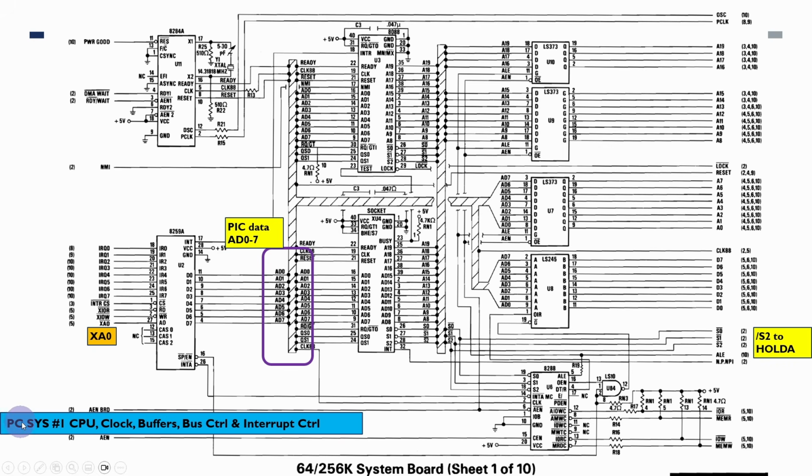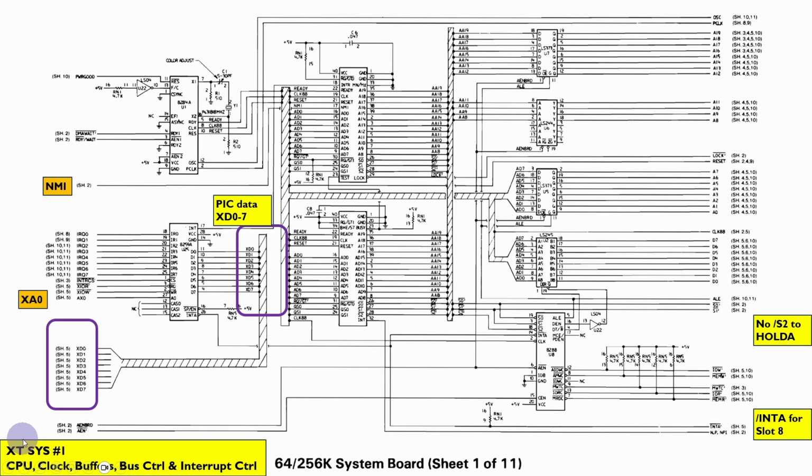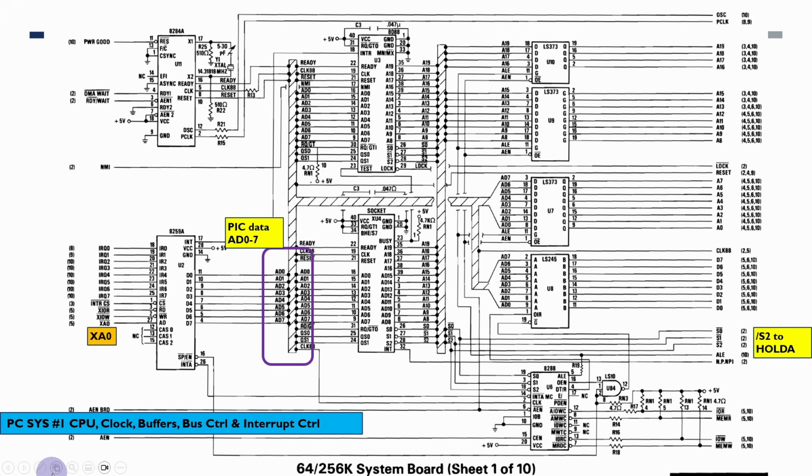So the PC has got the blue titles here, and the XT will have the yellow titles. Now you'll see that when you look at these, what I've done here is just called out where there are differences between the two versions, and occasionally there's also mistakes. So for example here, the XA0 is the X-bus address line. It shouldn't have a bar over the top of it, for example.